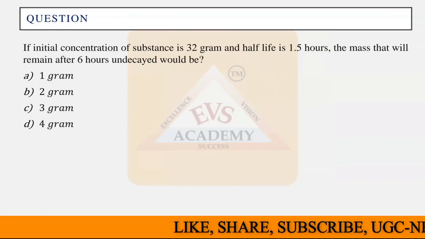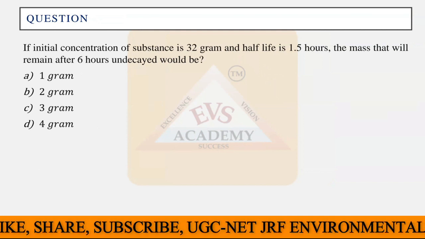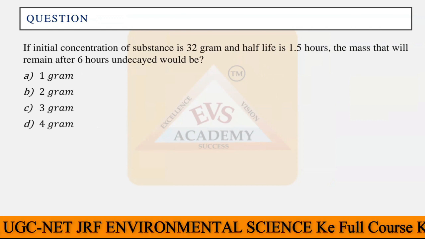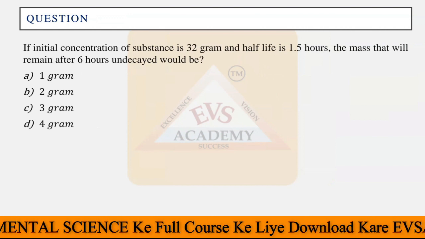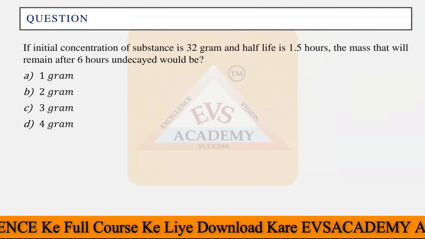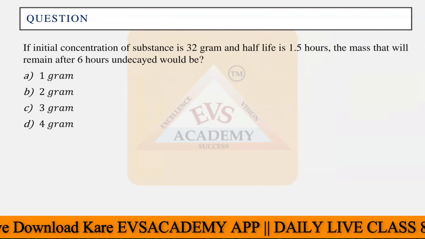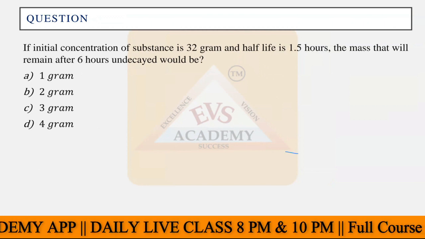Then we have another question. If the initial concentration of substrate is 32 grams and the half-life is provided as 1.5 hours, the mass that will remain undecayed after 6 hours would be? The time is provided to you. You just have to calculate the amount that remains after 6 hours without conversion into product, that is, as substrate. So let's see how to solve this particular question.